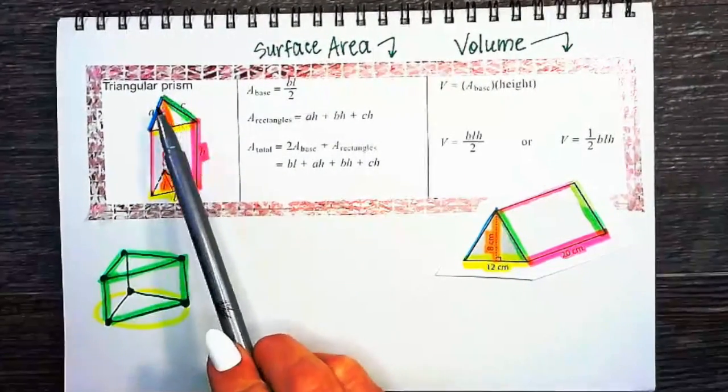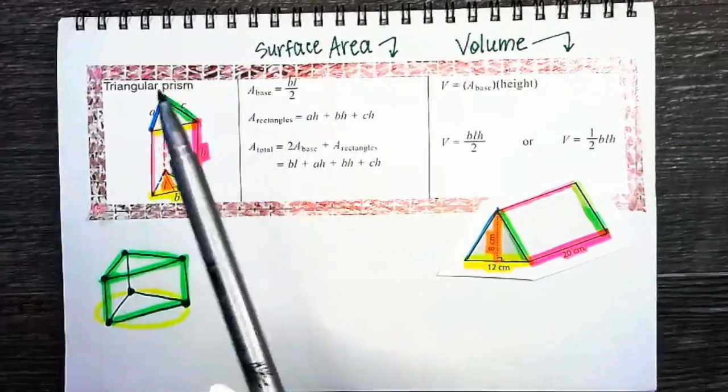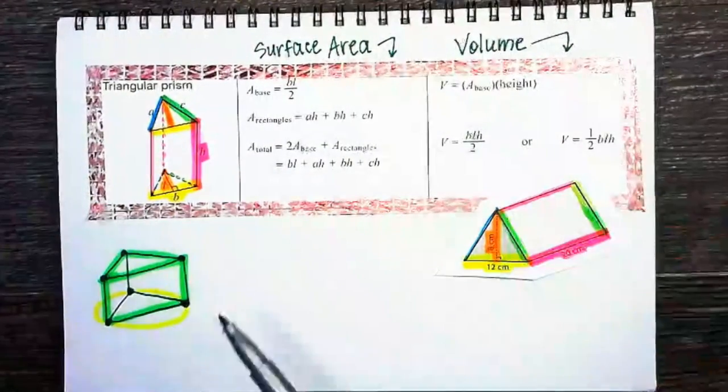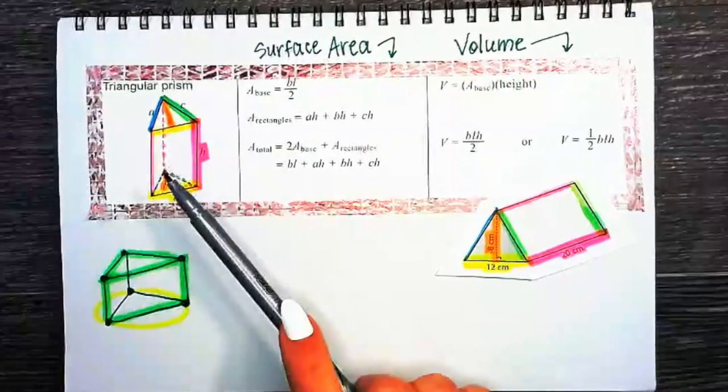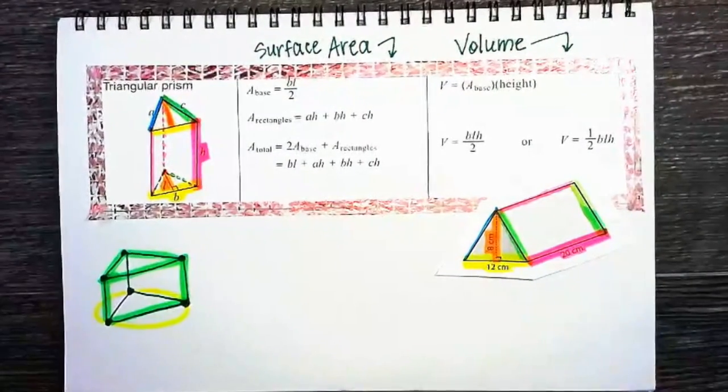Also handy because we need the perimeter of the triangle, A plus B plus C, to unravel this triangular prism and find the area of the rectangle that would be made from these edges right there. So let me show you just a bit what it is I mean.